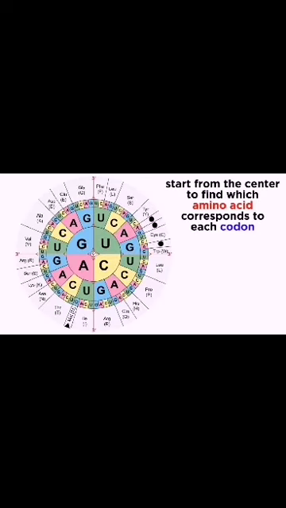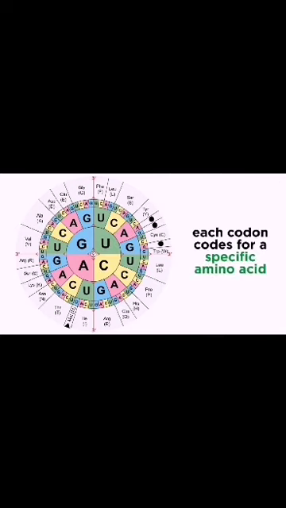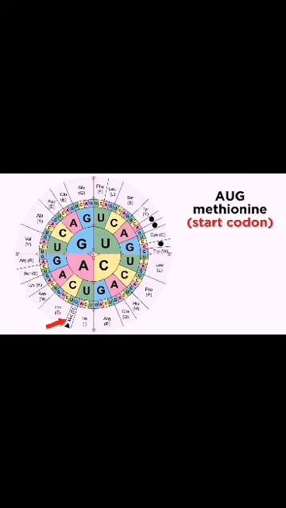Here is a table of all the mRNA codons and the amino acids they code for. Notice that there is some redundancy, with multiple codons resulting in the same amino acid. But there is no ambiguity. Each codon corresponds to a particular amino acid. Notice also that some of these codons are special. AUG is the start codon, which initiates translation by coding for methionine. And these 3 are stop codons. These are the ones that terminate translation.